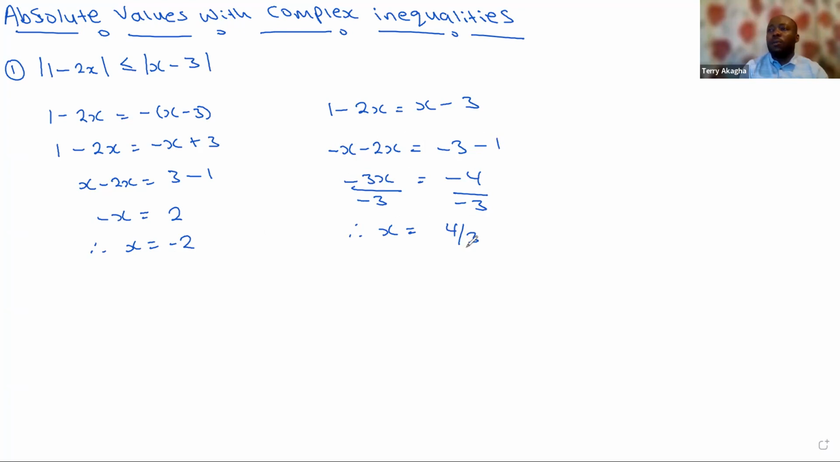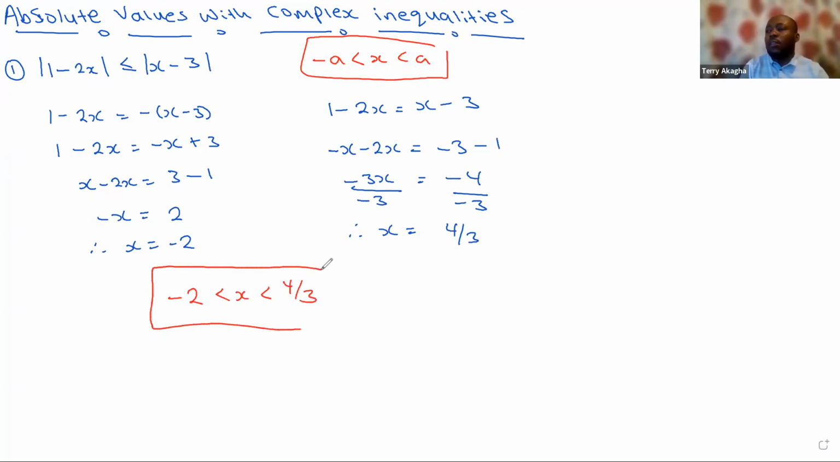All right, so now, remember I told you, for less than inequalities, if you watch the video, your answer must be in the form of minus a less than x less than a, right? You remember this. So that means for this now, it's going to be minus 2 less than x less than 4 over 3. And that will be the answer for that. And also, I told you that you can also check to see if 0 is part of the solution or if it works.